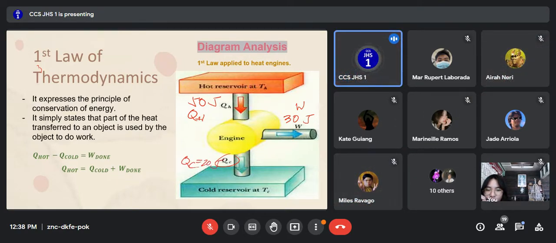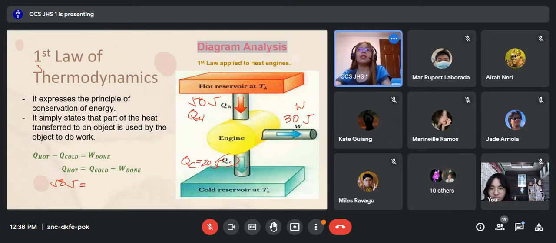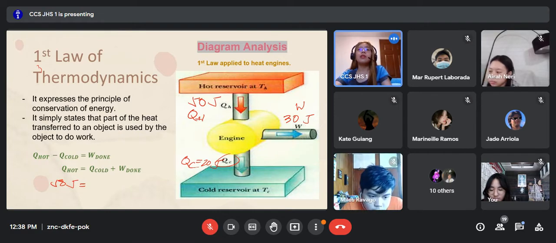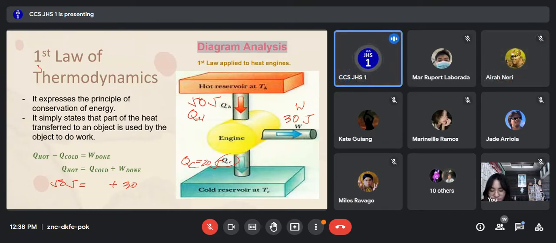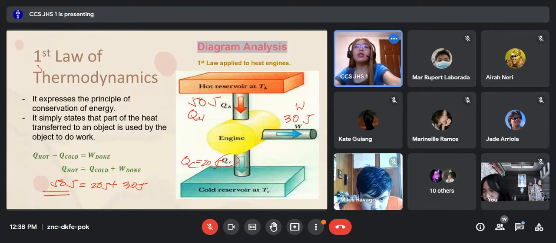Remember, our QH is 50, and our QC is unknown. Then our work done is 30. It must be equal to 50, so we just subtract: 50 minus 30. So, 20 joules. Meaning to say, the energy input is equal to the energy output plus the work done. So, energy is conserved.